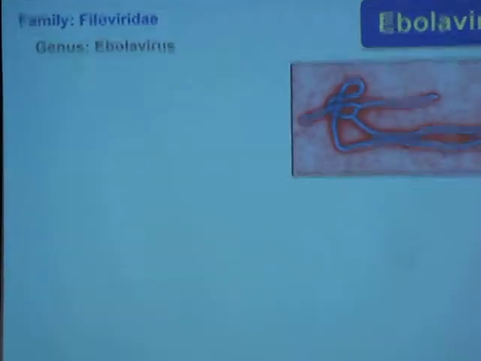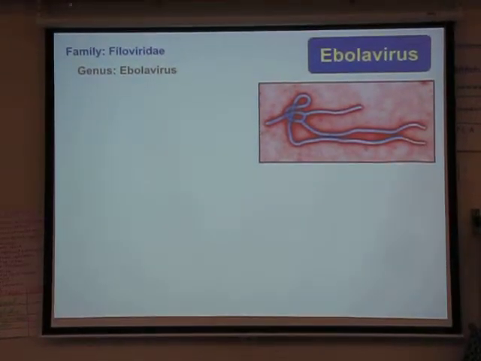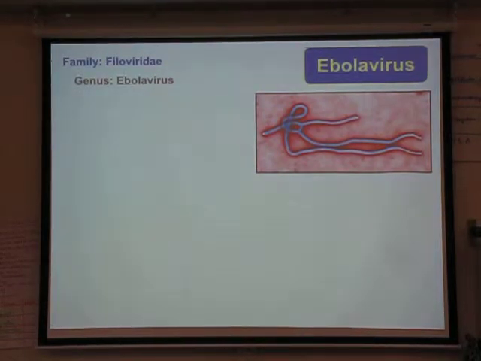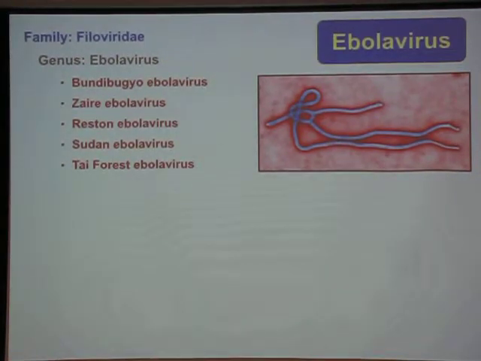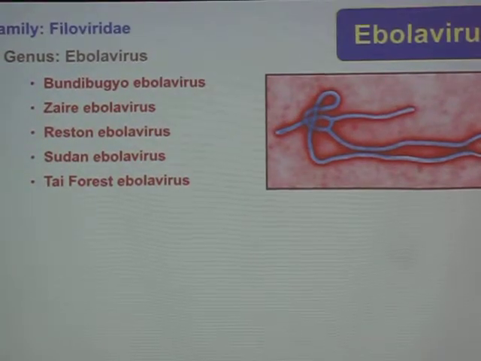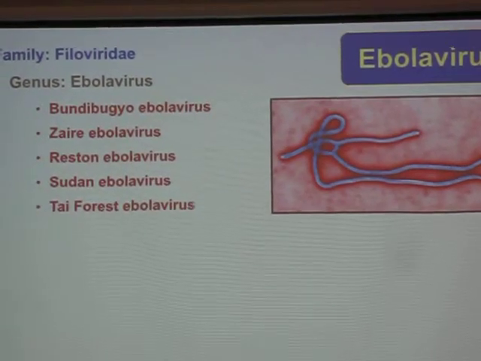A couple of definitions in terms of classification. It's in the family Filoviridae, in which there are two genus groups that affect humans. One is Ebola virus, the other is Marburg, which also produces a hemorrhagic fever in developing countries, and especially Africa. But we'll concentrate here. There are 5 types that have been identified. The Zaire type is the one that is causing the problem in West Africa now.